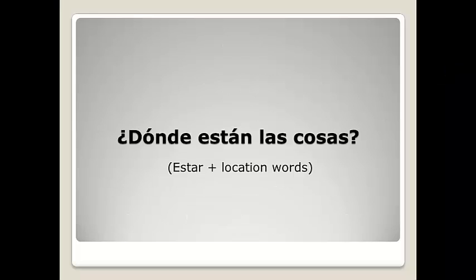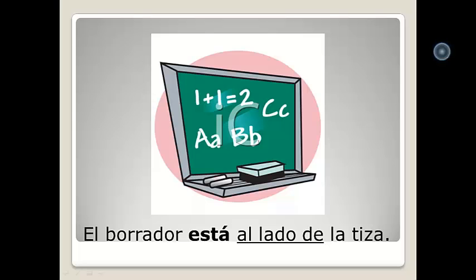Okay, so I just want to go over a couple of different phrases that are going to use estar and location words. All I want you to do is make sure that you understand the use of these. You don't necessarily have to take notes on this section.